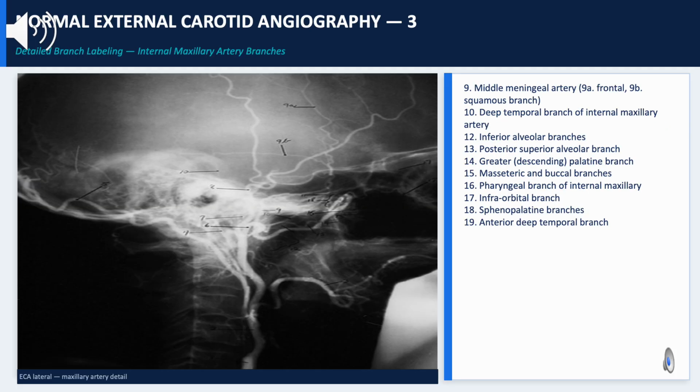This third ECA angiogram focuses specifically on the branches of the internal maxillary artery, the vessel responsible for most dangerous ECA ICA anastomosis.